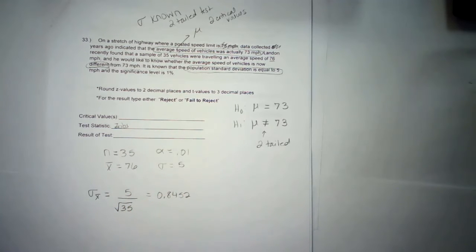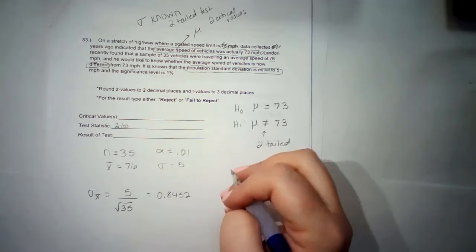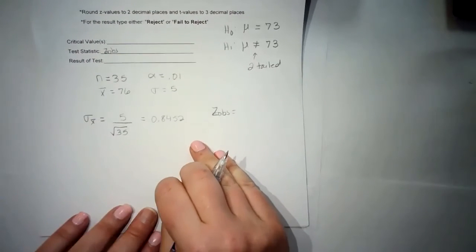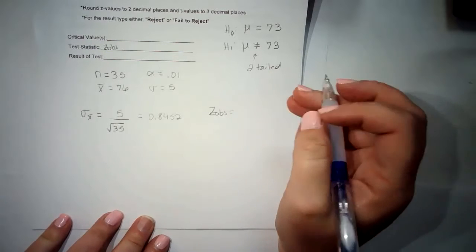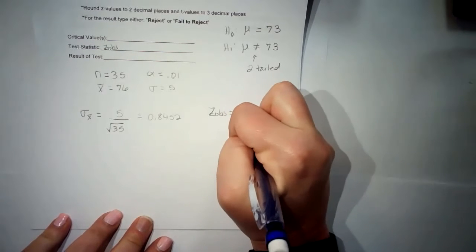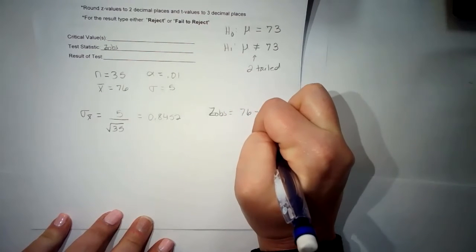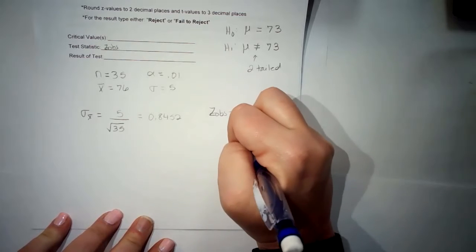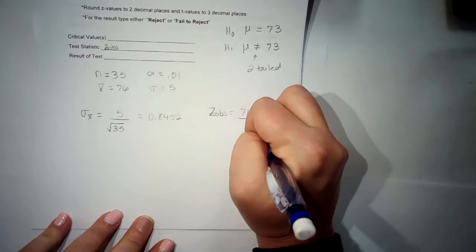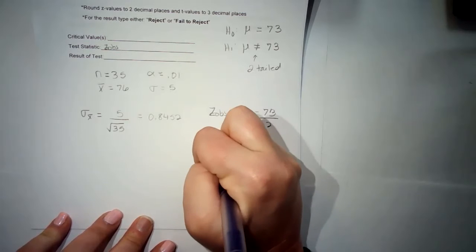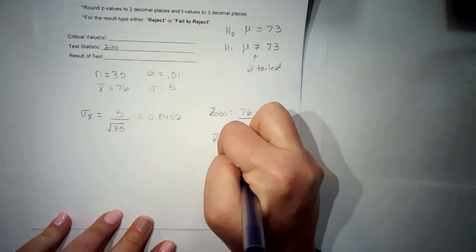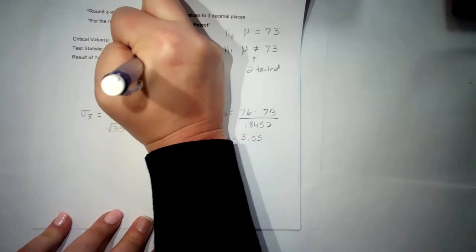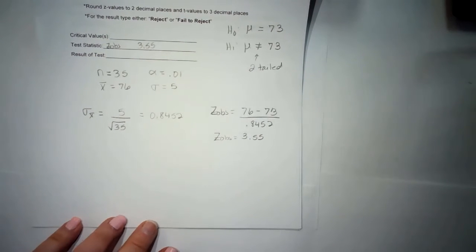Perfect. Okay, thank you. All right, now I'm going to get Z observed. He's going to be X bar, 76, minus mu, which is 73, over that 0.8452. And I came up with 3.55 for him.